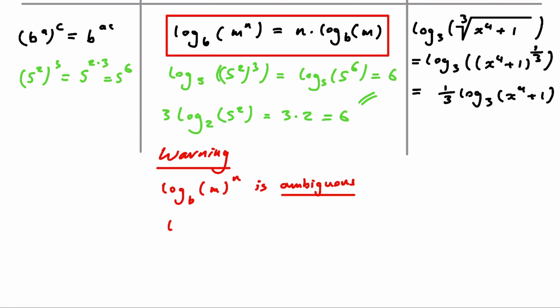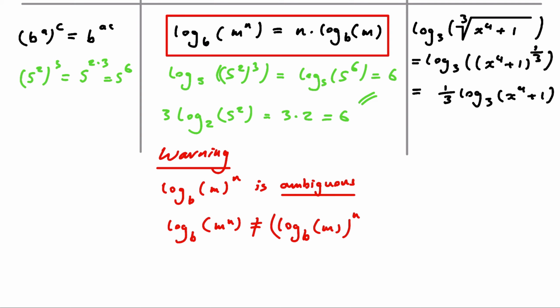You might mean this, log to the base b of m to the n. You might mean that, or you might mean this, log to the base b of m, all of that to the power n. That's a huge difference, right? That's taking the nth power of the entire logarithm versus taking the nth power of just the m. They are completely different in general. So this is super important. The m to the n must be going into the logarithm if you want the log law.